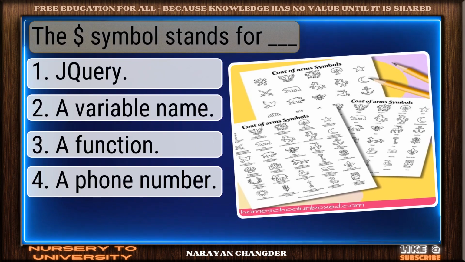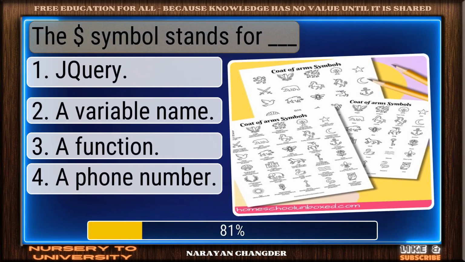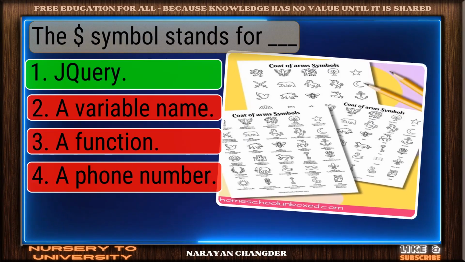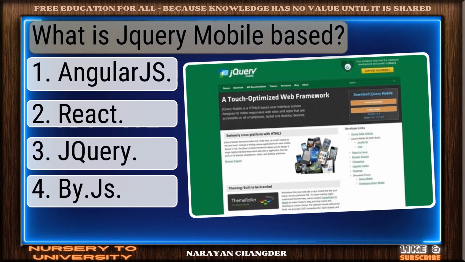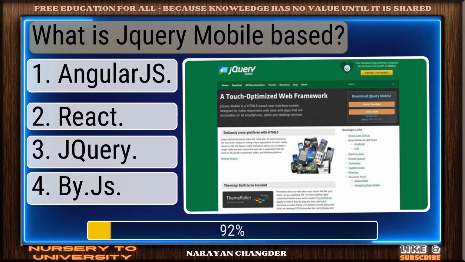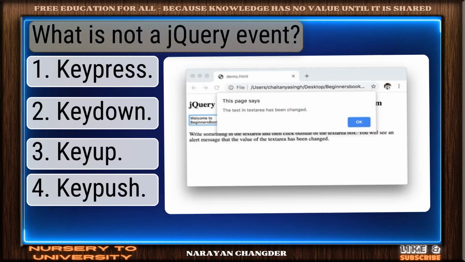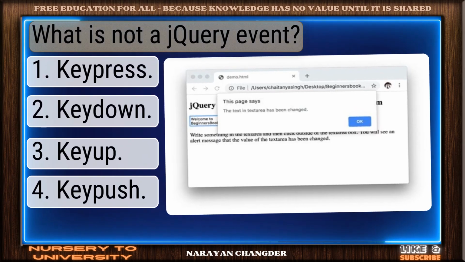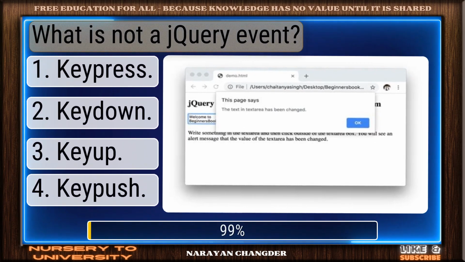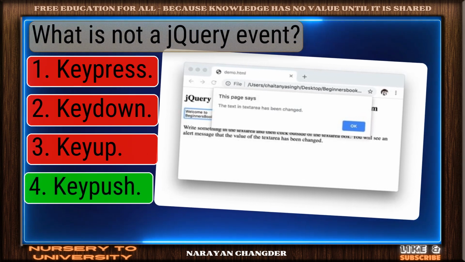Question number 70. The dollar symbol stands for dash. Great job. jQuery is the accurate answer. Question number 71. What is jQuery Mobile based on? You got it. Your choice, jQuery, is right. Question number 72. What is not a jQuery event? Right again. Key push is a valid answer.